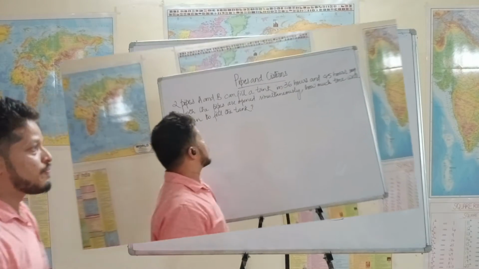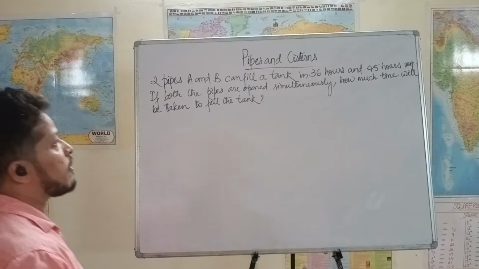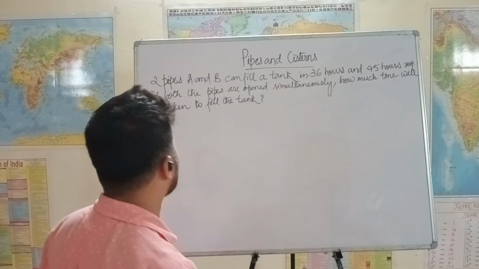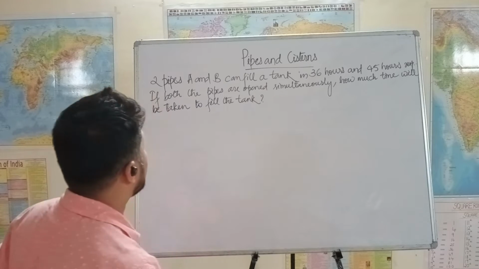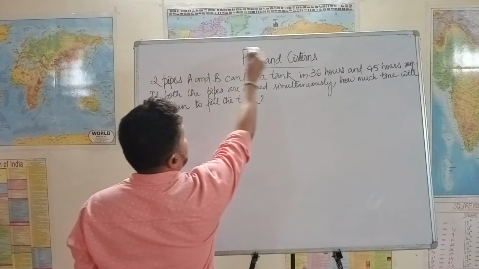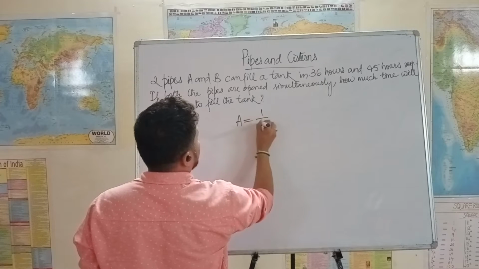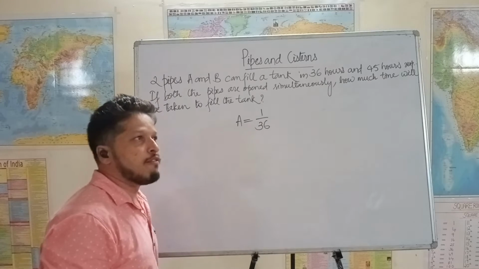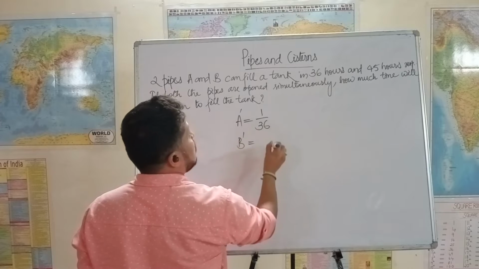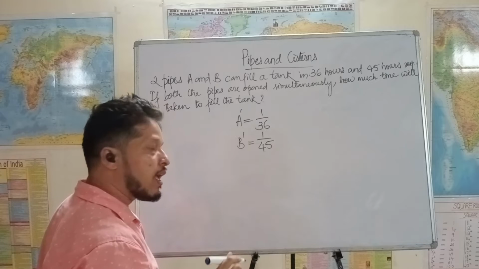Okay, let's see this first question. Two pipes A and B can fill a tank in 36 hours and 45 hours respectively. If both the pipes are open simultaneously, how much time will it take to fill the entire tank? See, pipe A can fill the tank in 36 hours, then the efficiency will be what? It can fill 1/36 of the tank every hour. Similarly, the efficiency of B is 1/45. That means it can fill 1/45 of the tank every hour.